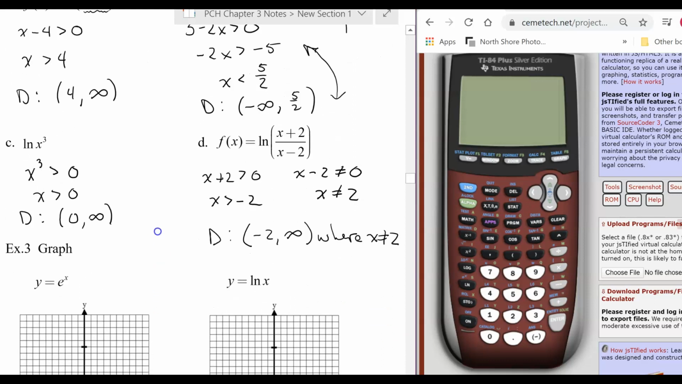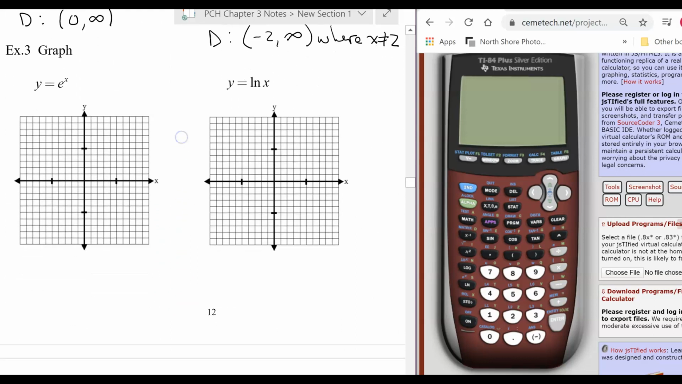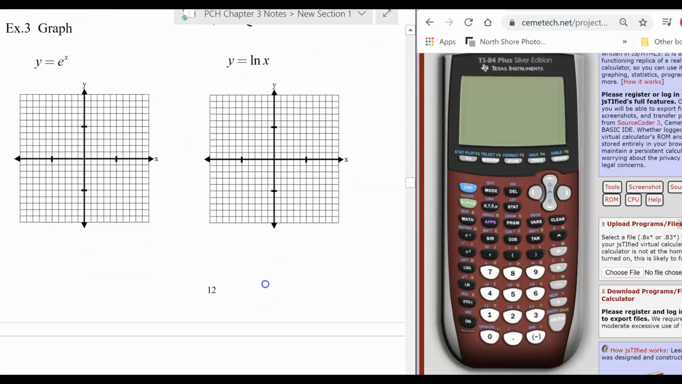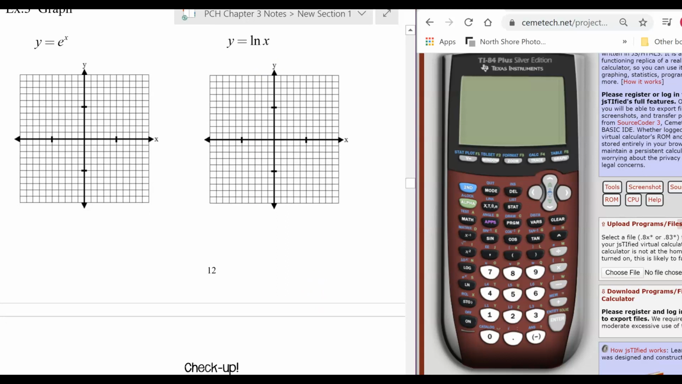Moving on to example 3, let's look at a few graphs. These two graphs are inverses of each other. Once we graph e to the x, we're just going to switch the x and y coordinates to get the natural log of x. Let's make a small table for e to the x. Let's just look at 3 different values, x and y. Let's look at 0, 1, and 2. And let's come over to our calculator here and figure out what these are.